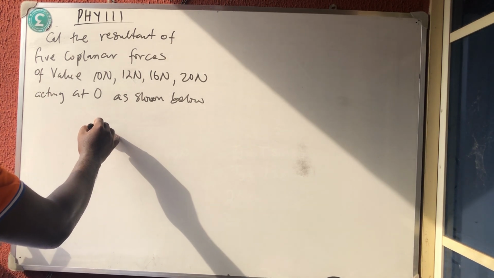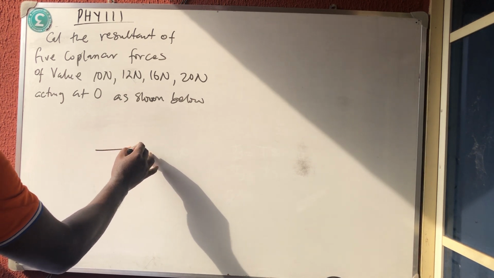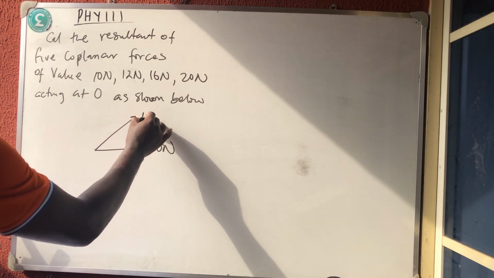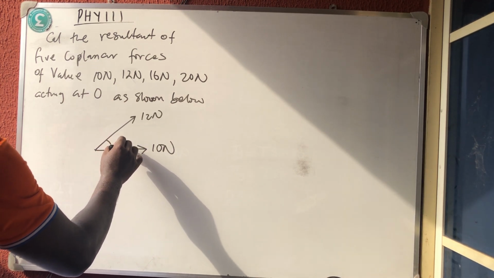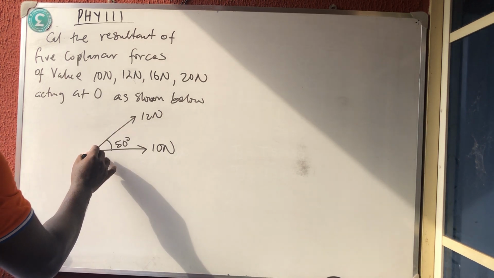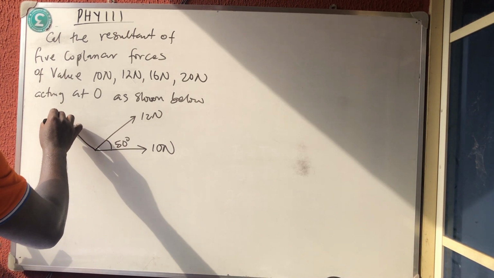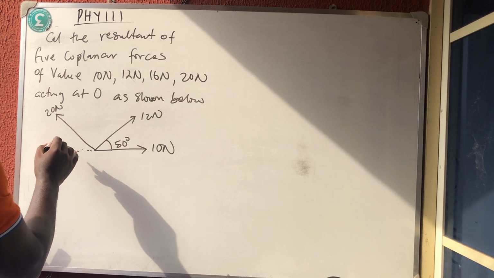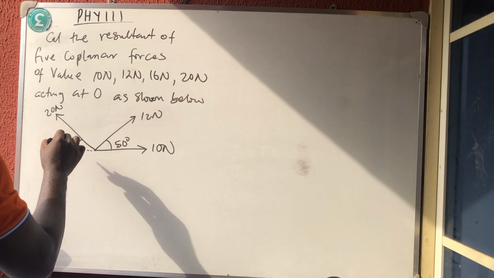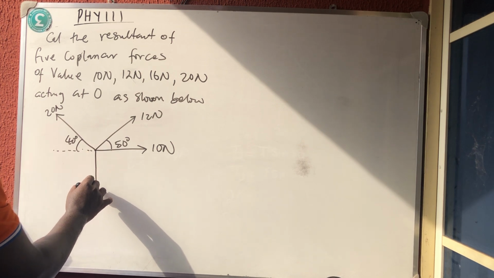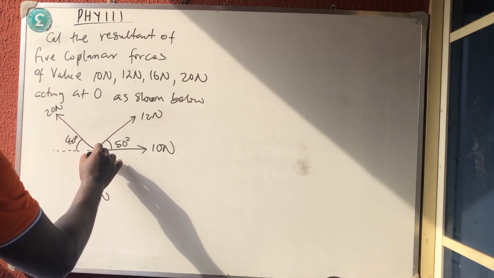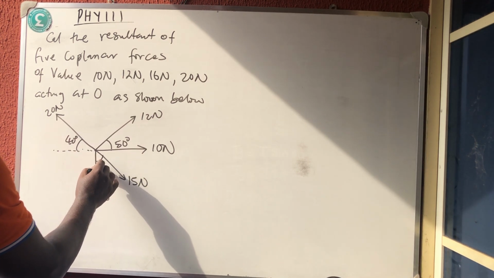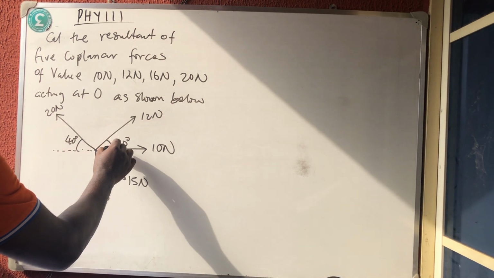This is the first one, 10 Newton. This is the second one, 12 Newton at an angle of 50 degrees. This is the other one, 20 Newton, making an angle of 40 degrees here. And the next one, 16 Newton, and this one, 15 Newton, making an angle of 30 degrees. Okay, let me put this on to 60 degrees.